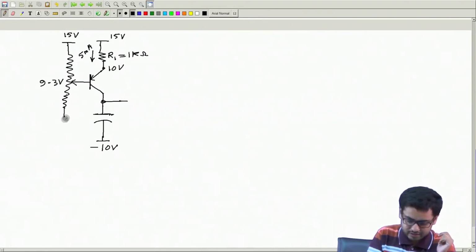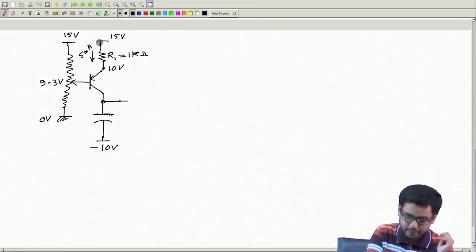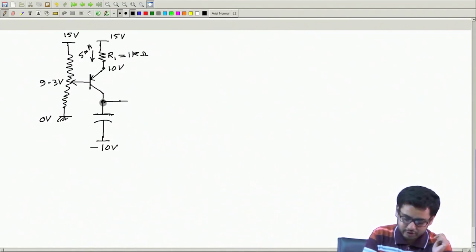Okay, and this you can keep at 0 volt. Okay, so this is at plus 9.3, so that this gap is 5.7 and this is 5 volt. Essentially this voltage I want to be constant and this current to be constant. So now this voltage will increase like a ramp from minus 10 to some positive value.